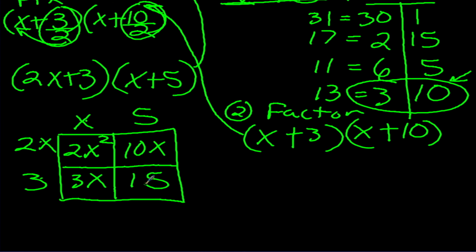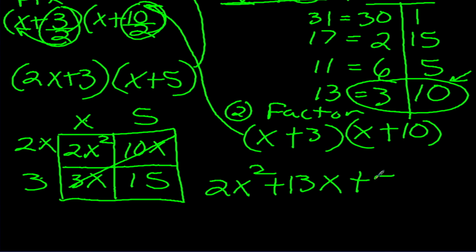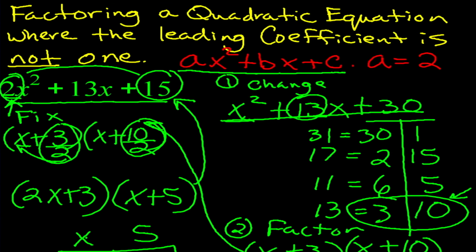And then we combine the like terms. Notice we only have one x squared term, so we have 2x squared. And then we have a 3x and 10x. Notice those are diagonal of each other. Those are like terms, so we combine those. 3x plus 10x gives us plus 13x. And then we have our constant term plus 15. If you compare, you'll notice that is the equation that we started out with, 2x squared plus 13x plus 15.